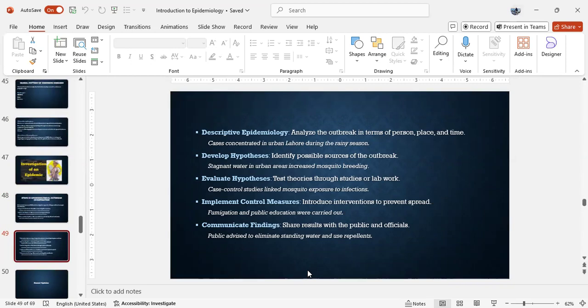Develop hypothesis. Identify possible sources of the outbreak. Stagnant water in urban areas increased mosquito breeding. Evaluate hypothesis. Test theories through studies or lab work. Case control studies linked mosquito exposure to infections. Implement control measures. Introduce interventions to prevent spread. Fumigation and public education were carried out. And last, communicate findings. Share results with the public and officials. Public advice was to eliminate standing water and use repellents.